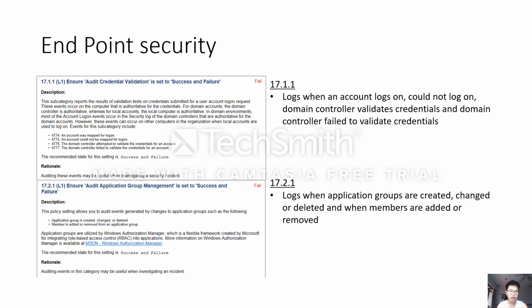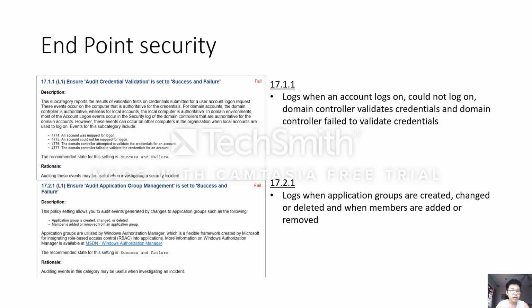For endpoint security, I chose these 5 weaknesses that the company should try and solve. Firstly, we should ensure that audit credential validation is set to success and failure. This is so that the server or the network will log when an account could not log on, or when the domain controller validates credentials and the domain controller failed to validate credentials.